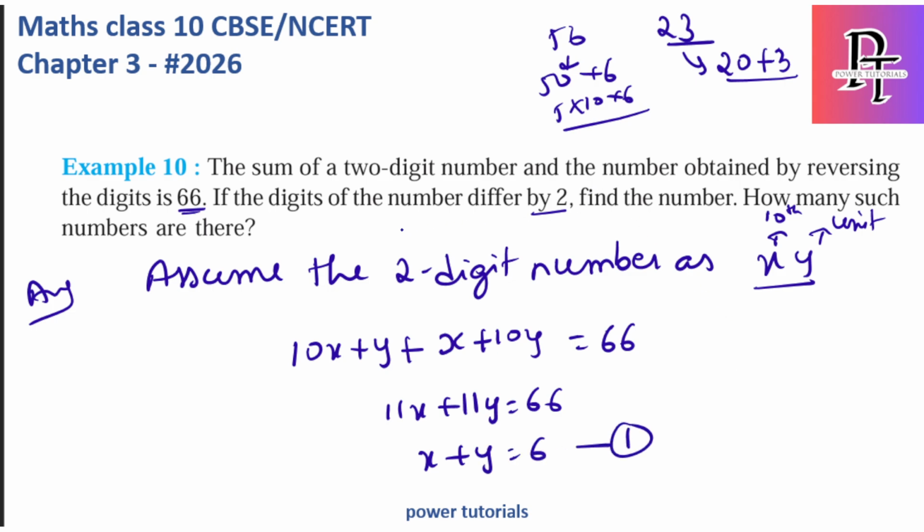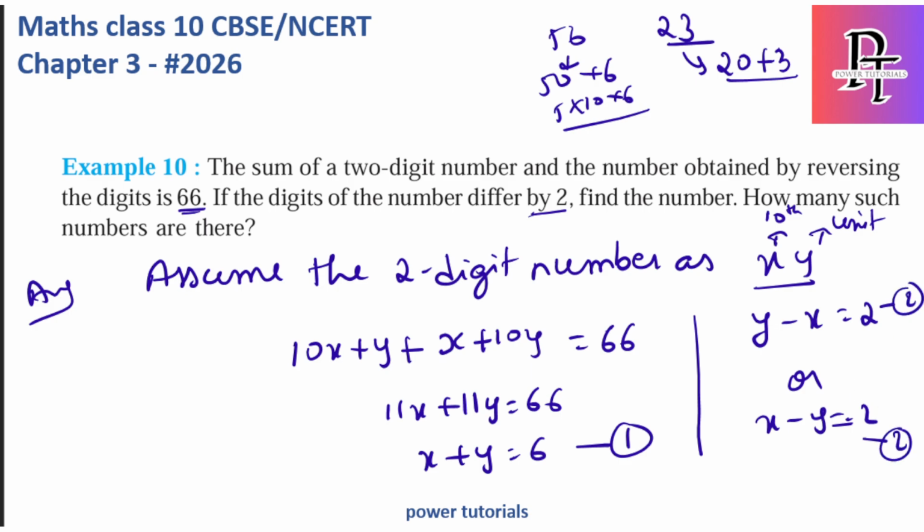What is the second equation they are saying? If the digits of the number differ by 2, it can happen two ways. Either I can say y minus x is equal to 2 or x minus y is equal to 2, because they haven't mentioned which is greater, tens place or units place. They have mentioned the difference is 2. So let's do it in two ways, one scenario with each. So I will do both the cases.